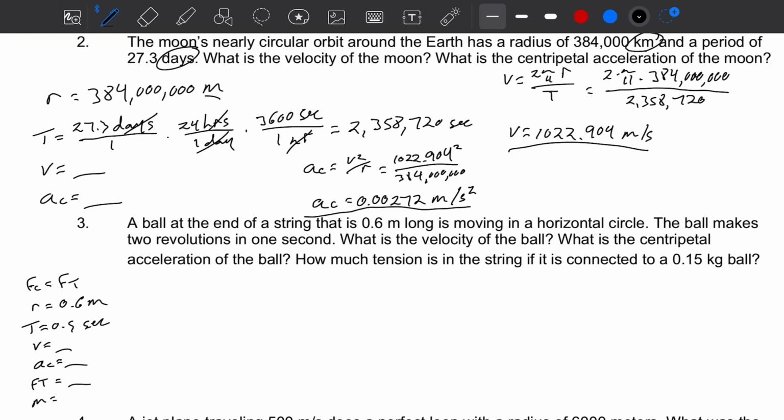We know that the centripetal force is the tension. So when it asks for tension, it's asking for centripetal force. Tension in this case is the reason the ball goes in the circle, so we can set those equal to each other. We can calculate it either way. Velocity is 2 pi r over T. We have an r, we have a T, so we're going to take 2 times pi times 0.6, and divide that by 0.5. That gets us our velocity.